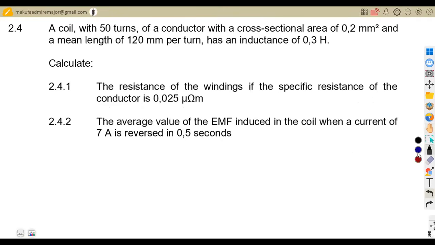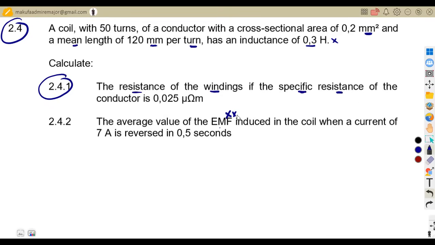Here we are given the first part of our question. We are going to focus on the resistance, not on the induced EMF. We are given that a coil has 50 turns of a conductor, with a cross-sectional area given in square millimeters, and a mean length of 120 millimeters per turn, and has an inductance of. In this case we do not want to focus on the inductance. We want this question about calculating the resistance of the winding.